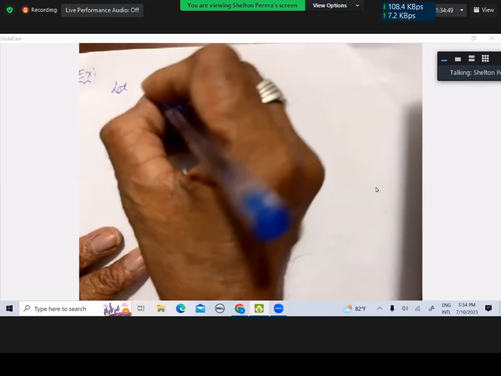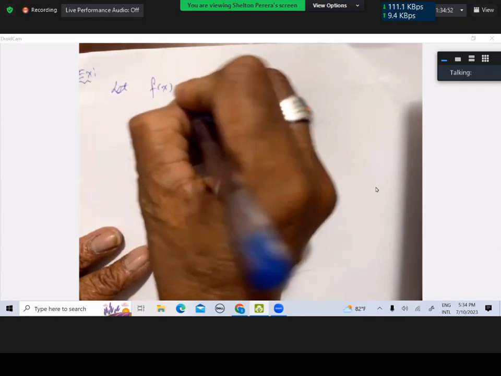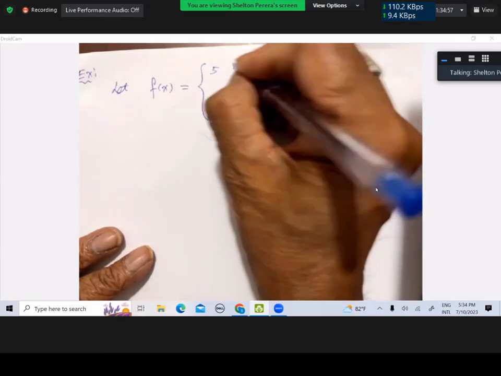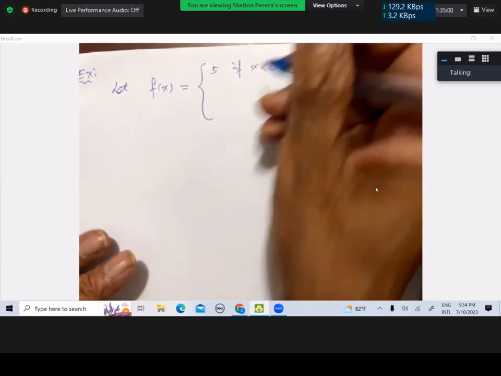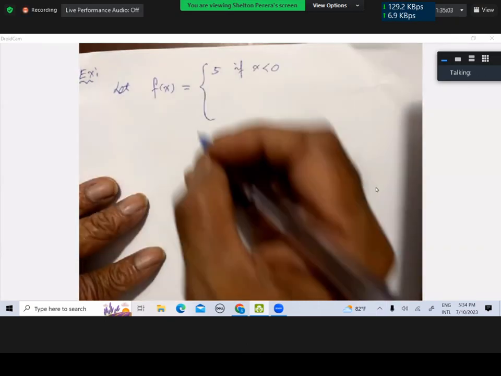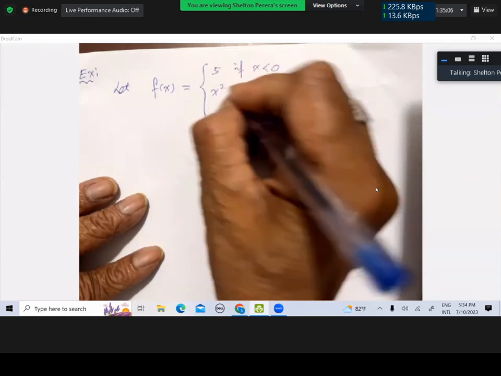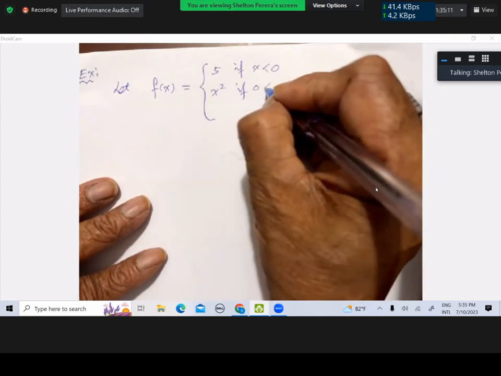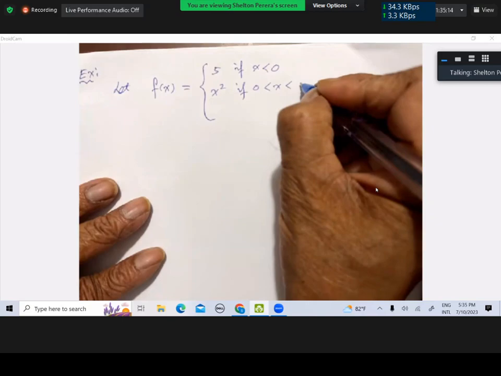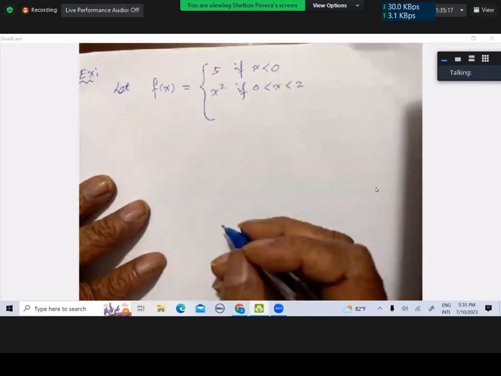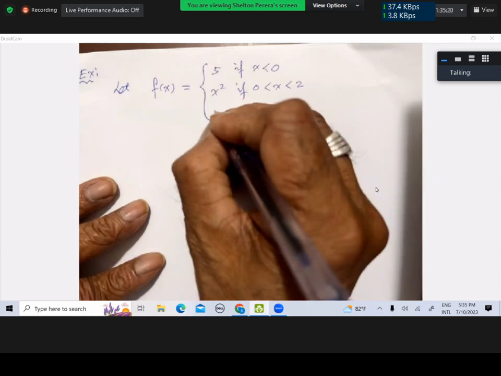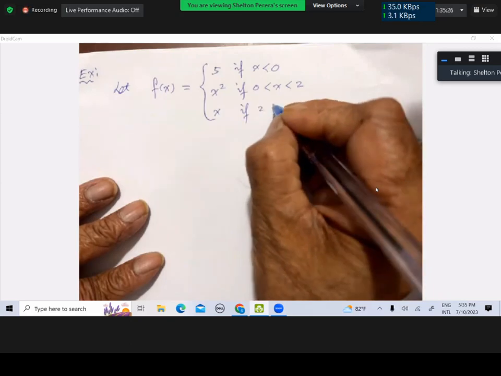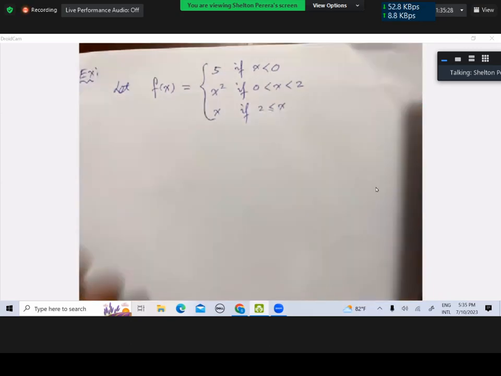Let f of x be equal to 5 if x is less than 0, x squared if 0 is less than x and x is less than 2, and x if 2 is less than or equal to x, or x is bigger than or equal to 2.